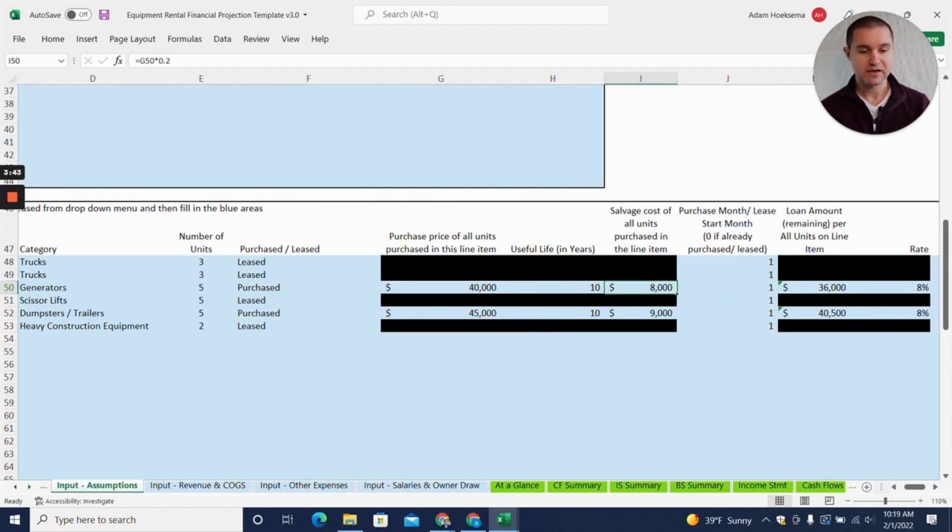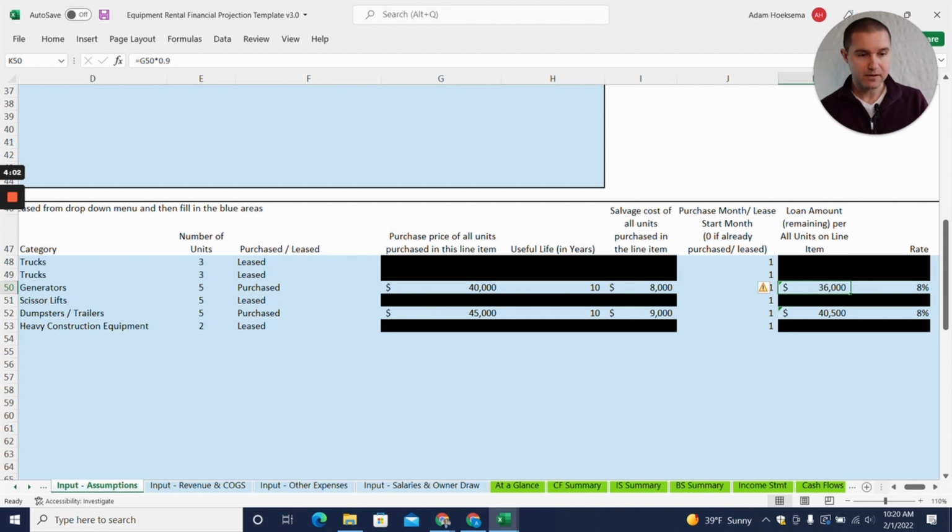And we've got a salvage cost. We think that these will still be worth something at the end of their useful life, but there'll be some depreciation. And then here we're saying what month we purchase or lease the items. We're saying that's all happening in month 1 of our projections.